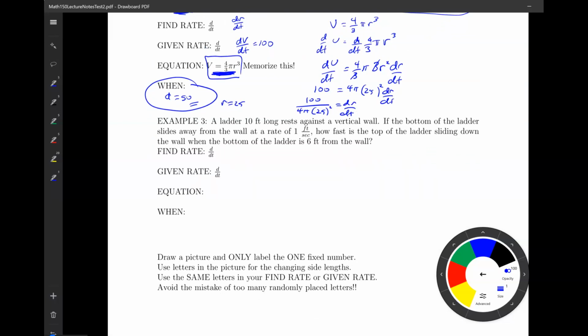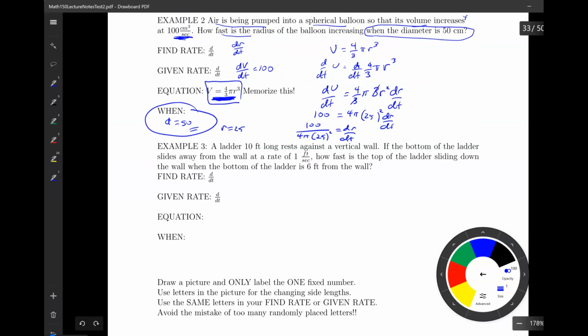Okay, so the other two had helps because they were equations that we knew, and you could use letters. This one we have to draw the picture and assign the letters. We need to do it all. All right, so a 10-foot ladder. So a 10-foot ladder is not changing. That's the only number that I'm going to encourage you to put into the picture. It's leaning up against a wall.